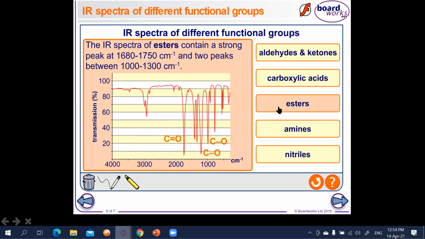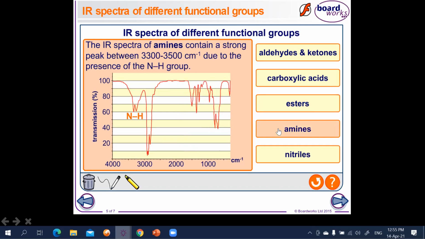Now, for esters, you would have, of course, your strong CO double bond at the same peak range as before. But in addition to that CO double bond, you're going to have other dramatic, very vertical dropping peaks that come subsequently, usually not too far away from your CO double bond. Those would be your CO single bonds that would be present in the overall ester structure of this molecule.